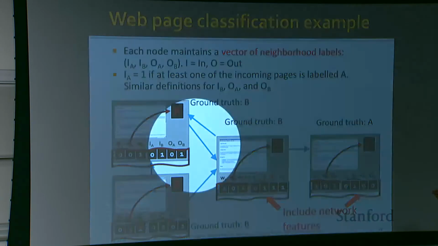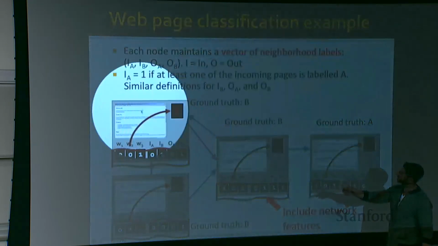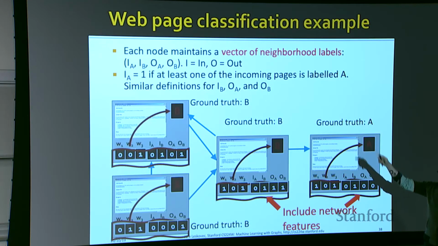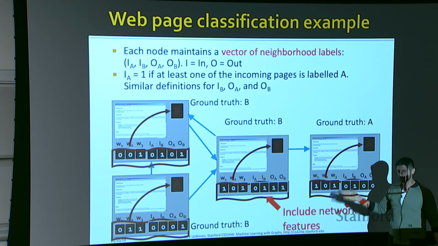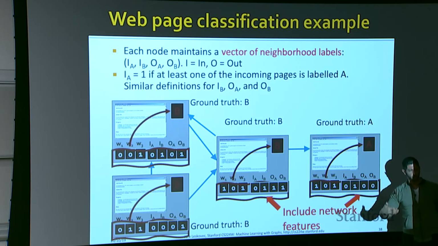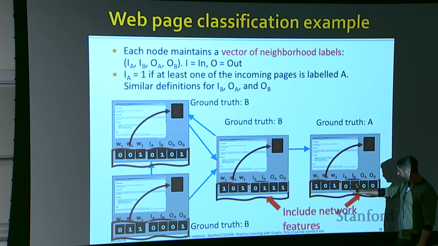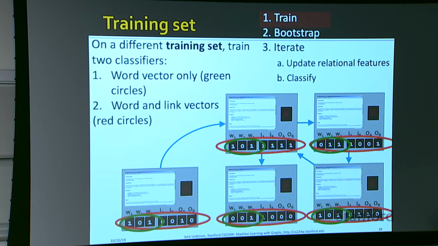So as we said, each of our nodes now maintain a vector of neighborhood labels. So for instance, in this case, we chose the existence aggregator, which basically will tell us a certain feature is 1 if at least one of the incoming pages is labeled A, and you can do the similar definition for all the three elements of the vector, okay? So I of B will be 1 if at least one incoming edge is from a page of label B, or one outgoing edge goes to a page of label A, and so forth, okay? So now we build our network feature vector, and all of a sudden we're able to use more information. Now, how do we do this? How do we make this work better?